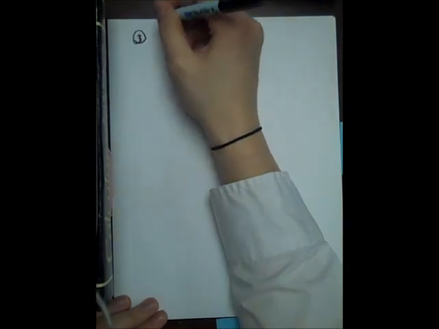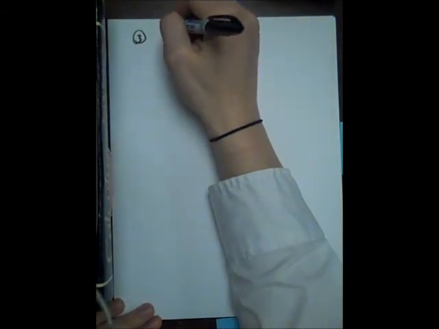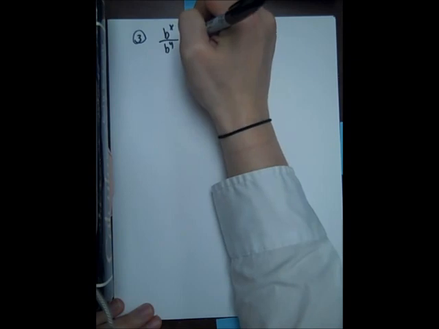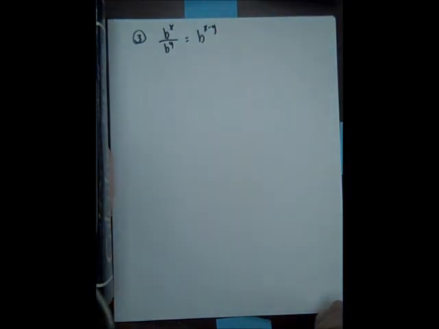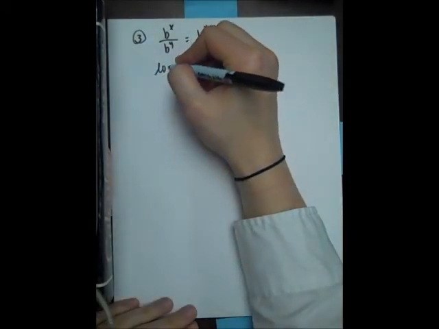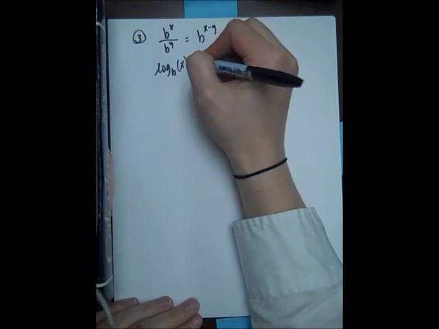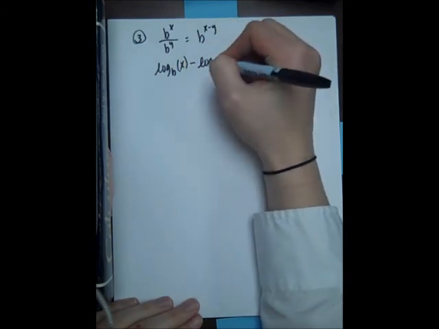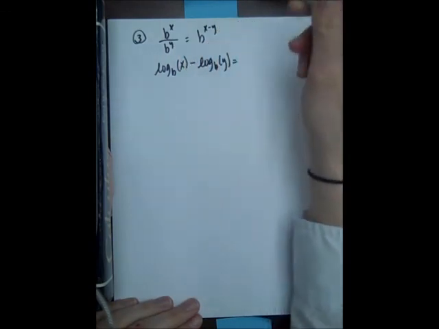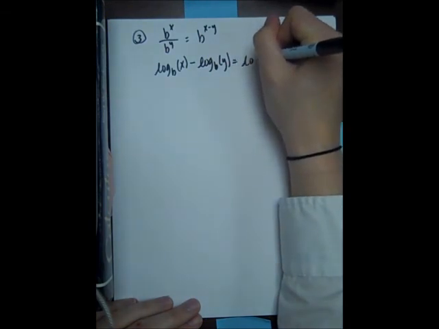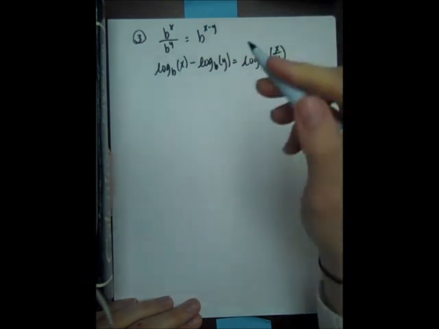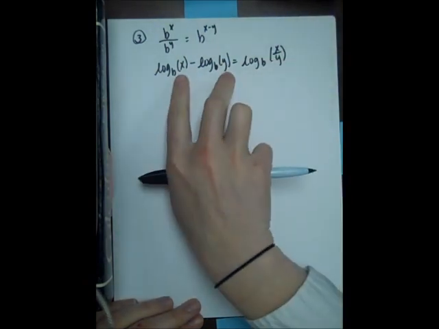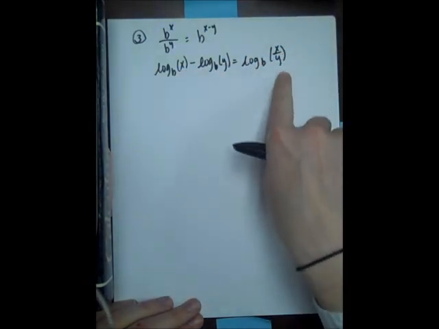My third property, if you remember from exponentials, was b to the x over b to the y was b to the x minus y. What we get for logarithms now is that log base b of x minus log base b of y is log base b of x over y. So if I have the same base and I'm subtracting, I can take the insides and divide them.